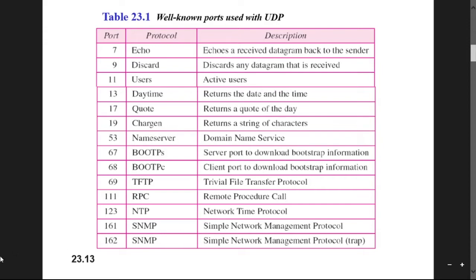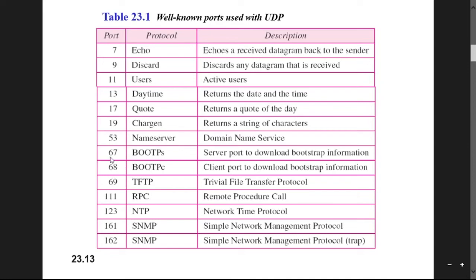We have different port numbers. Port 7 is for echo, which echoes a received datagram back to the sender, and port 9 is responsible for discarding any datagram that is received. Port number 11 is for active users, and 13 is for date and time. This is daytime; this port returns the date and time, and quote returns the quote of the day. So there are different things like this.